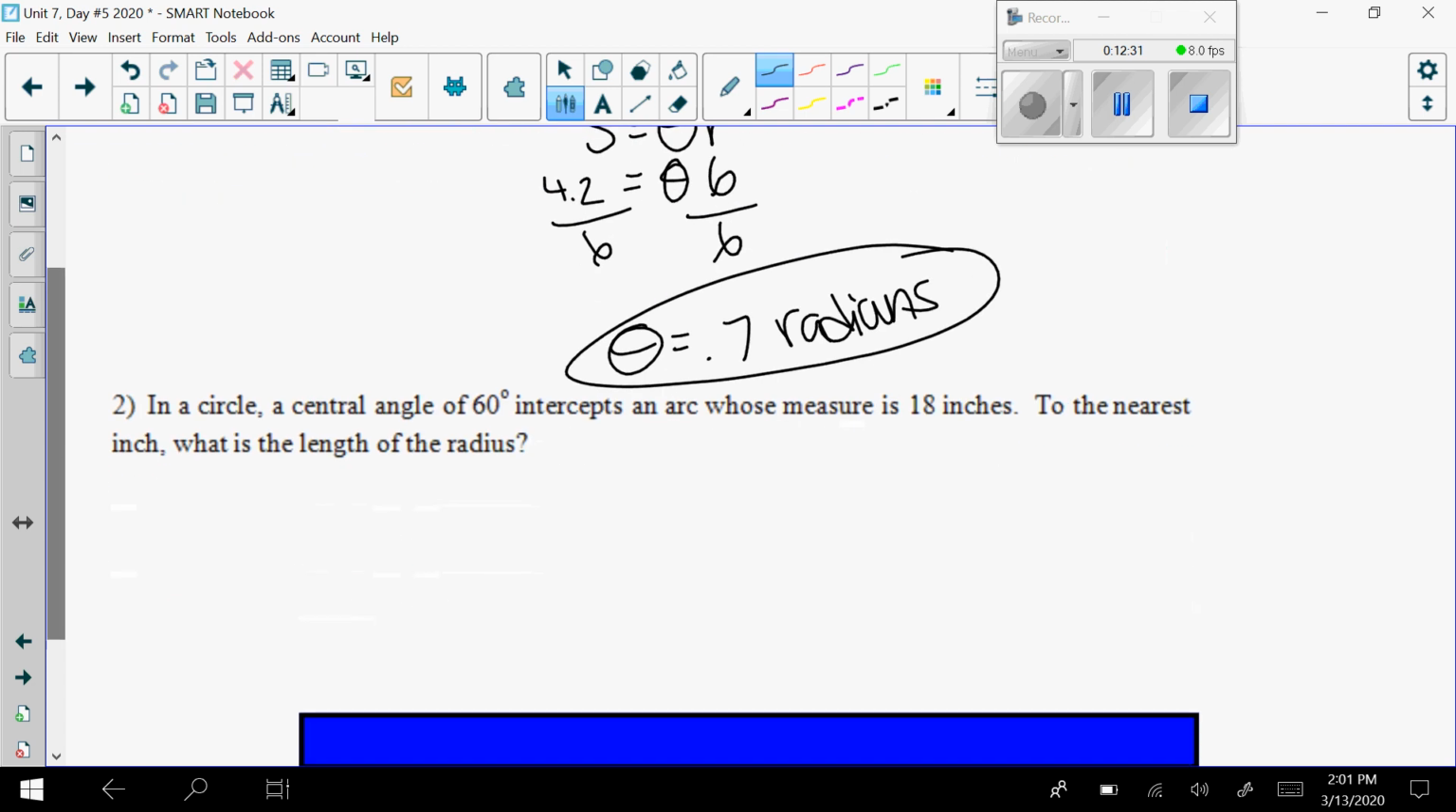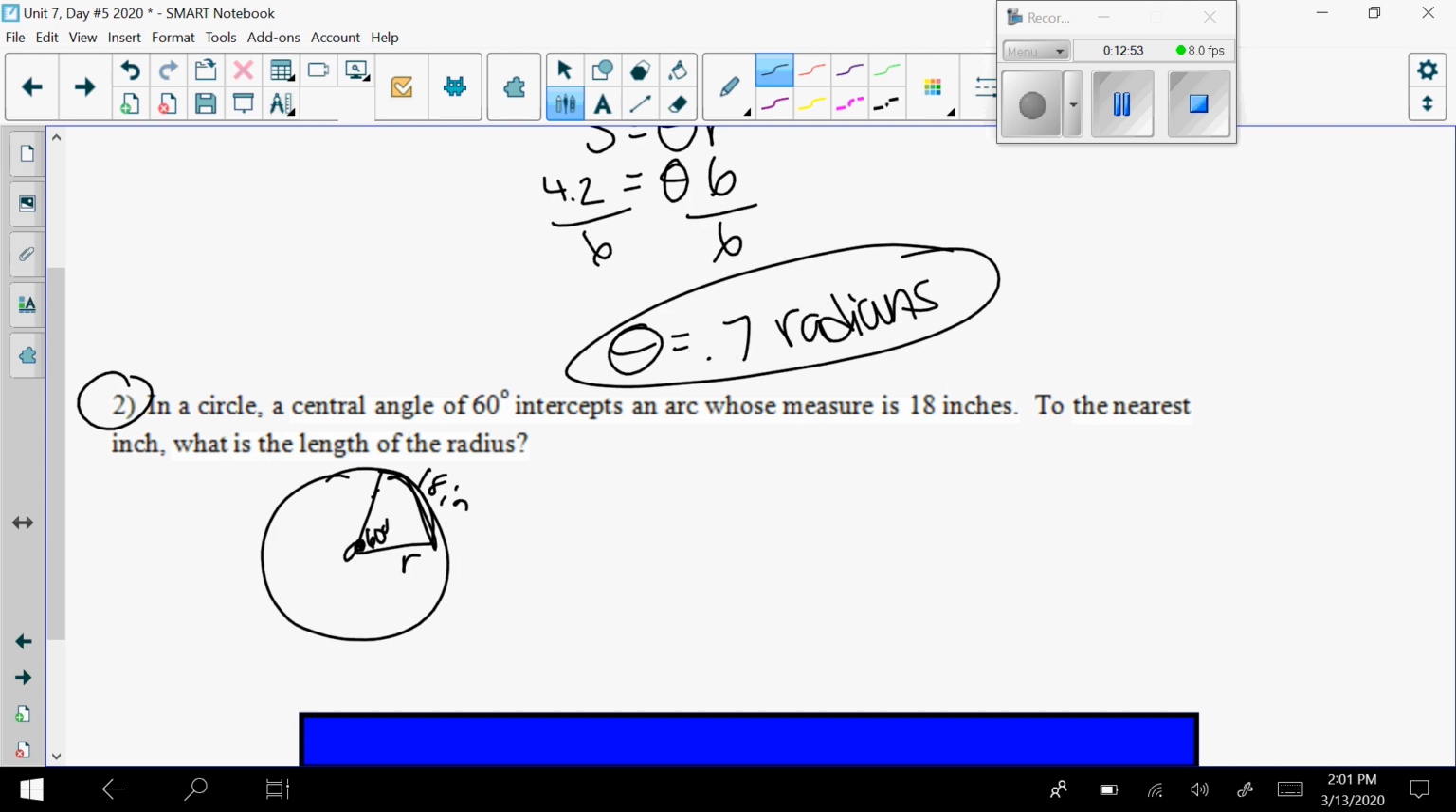This one, notice, is in degrees. So if it's in degrees right now, we're not using SOAR. So if it's in degrees, central angle of 60 degrees intercepts an arc whose measure is 18 inches. So if I'm in degrees, what we're going to be using is they give you the arc length is 18 inches. We want to find the radius. You should be using your formula from the flashcard that we made earlier, right?